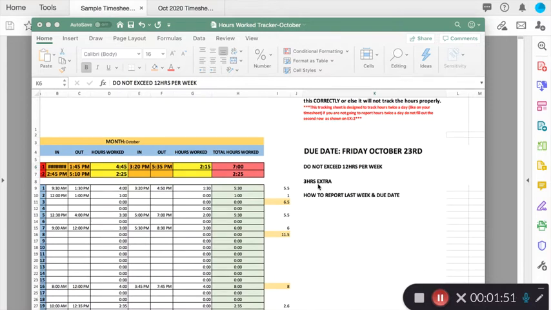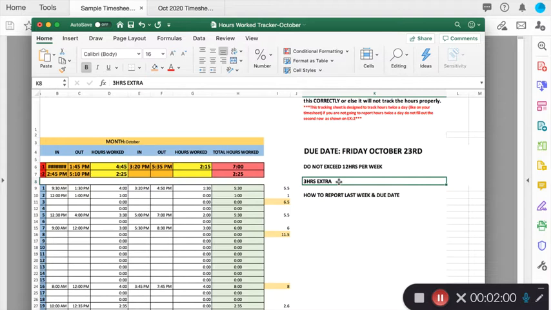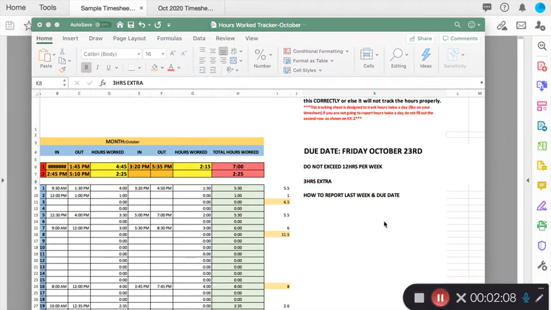Okay, and then another thing I wanted to mention is that everyone receives 3 hours extra. These 3 hours, you get them for searching for your project. This is just a one-time thing, so if you already received the 3 hours last month, that means that you're not going to receive them again. And remember, I will be the one inputting the 3 hours, so please make sure not to include them.